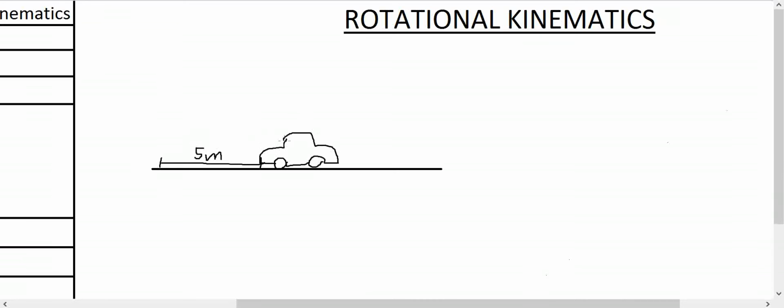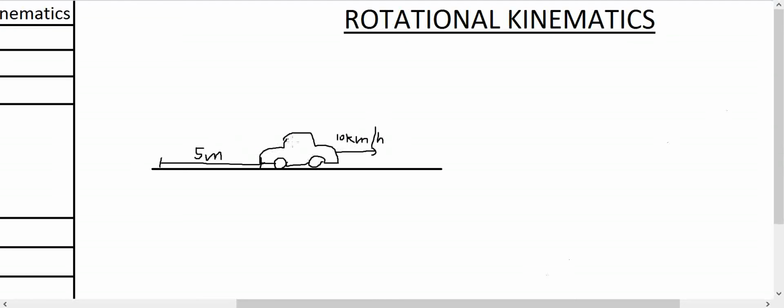Then velocity is the vector form of speed. So if the car is traveling at a speed of, let's say, 10 km per hour in this direction, then its velocity is 10 km per hour. But if it's reversing at 10 km per hour, then the velocity is negative 10 km per hour.